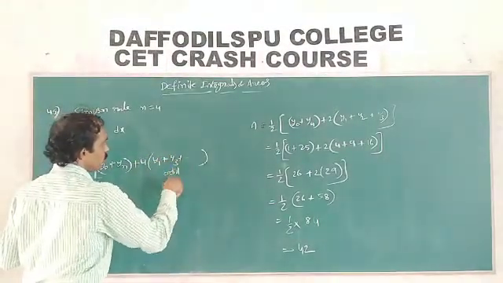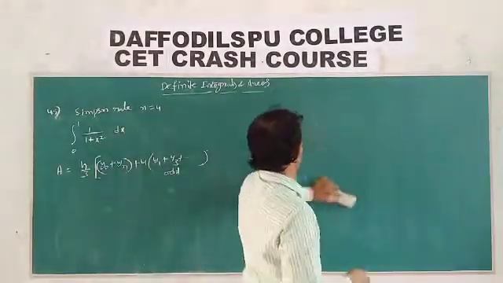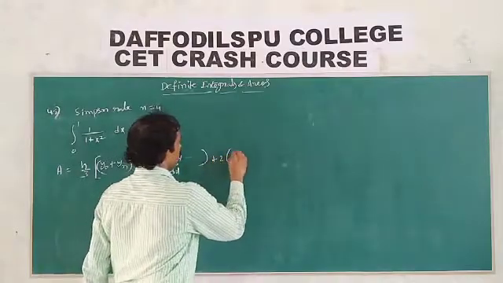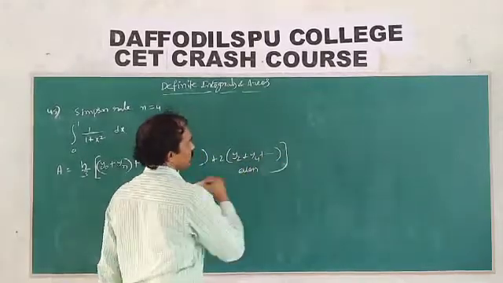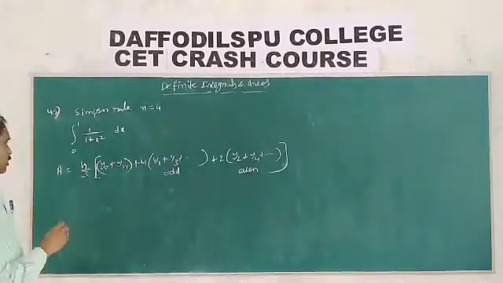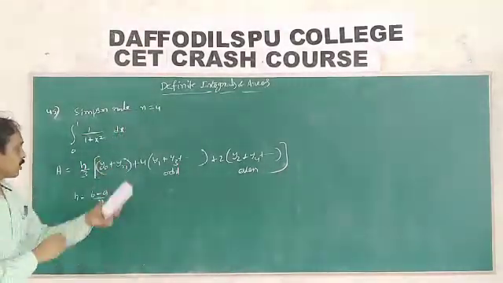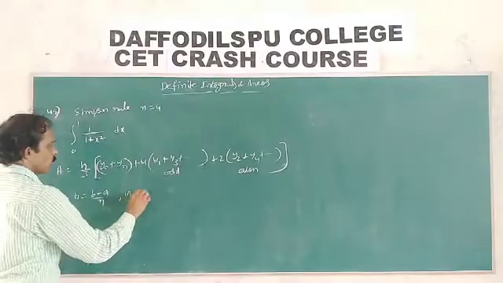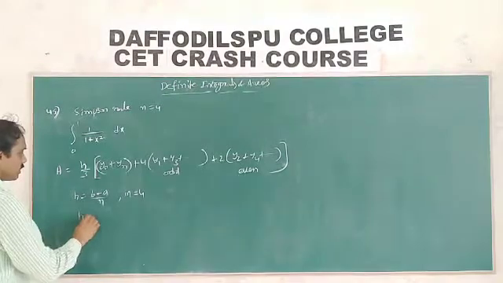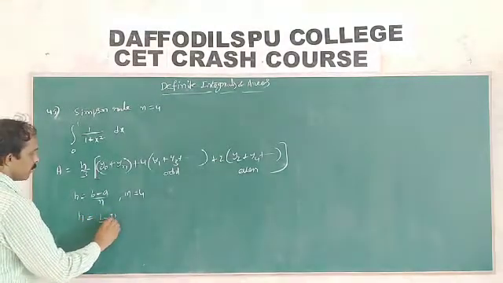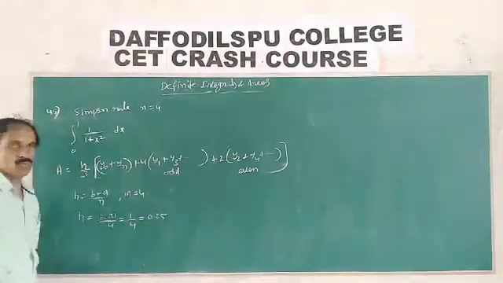Odd terms, odd values. Plus 2 times y2, y4 and so on. These are the even terms. Here h is equal to b minus a by n. n is given as 4. Right. That is b minus a. h is equal to 1 minus 0 by 4. 1 by 4. This value is equal to 0.25.